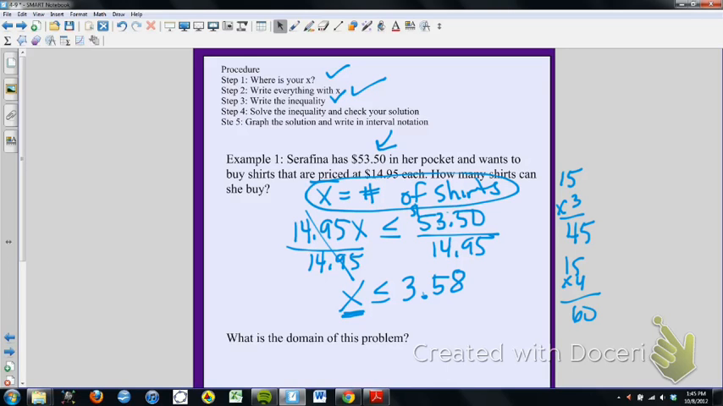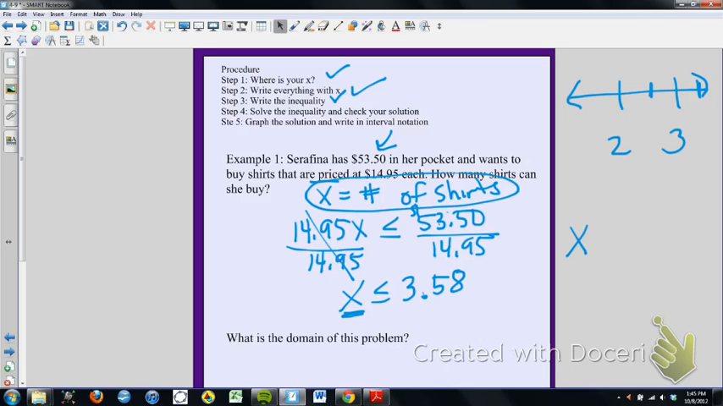The domain, the answer here is x is less than or equal to 3.58, and if I were to graph the solution, here would be 3 and 2, so x has to be less than or equal to somewhere in between 3 and 4. Okay, but x has to be the number of shirts, so x has to be actually less than or equal to 3.